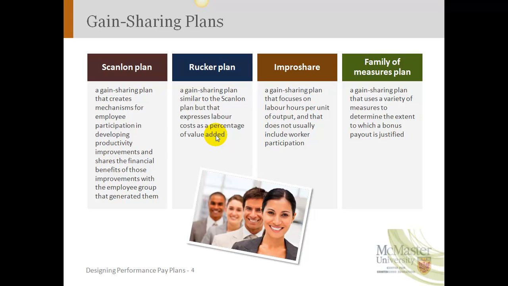Now, another plan that gained a lot of prominence in the 1970s was ImproShare, and it still is used, and its focus is on labor hours per unit of output. So they're really looking at how many labor hours it takes to produce a unit of output. So it's not looking at labor as a percentage of sales or percentage of value added, which is sales less inputs, as we did in Rucker. It's usually looking at how do we reduce the cost of labor for each unit of output that we produce.